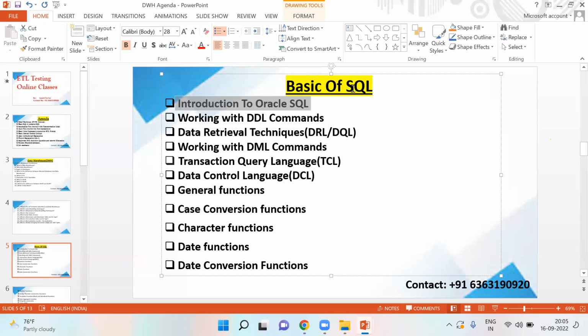So that is the complete syllabus of ETL testing, and we are going to start with the basics of SQL. Why am I starting with SQL first? Because you will have more time to prepare. That's why I'm starting SQL first, so by the end of the course you will be very strong in SQL. Okay, sir. Thank you, sir.